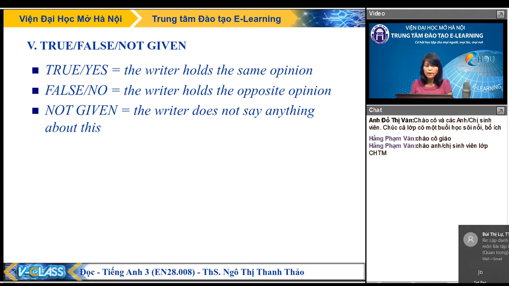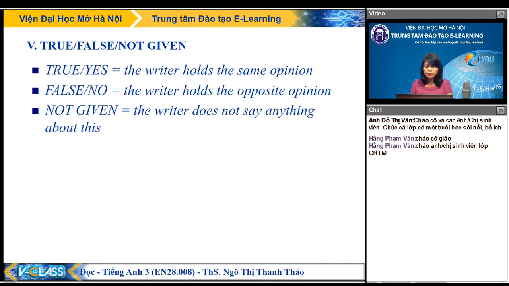The final part of our lecture today: how to deal with true, false, or not given exercises. You should bear in mind that true or yes means that the writer holds the same opinion, and false or no means that he has a contrasting, opposite idea. Not given, of course, means he doesn't say anything about this at all.